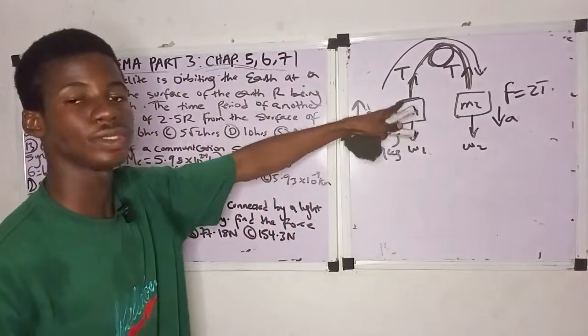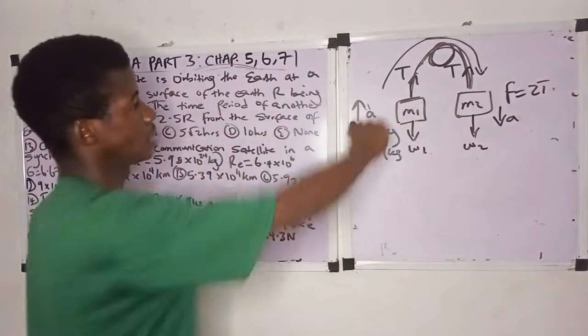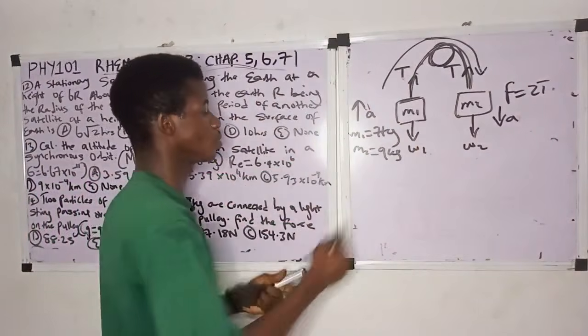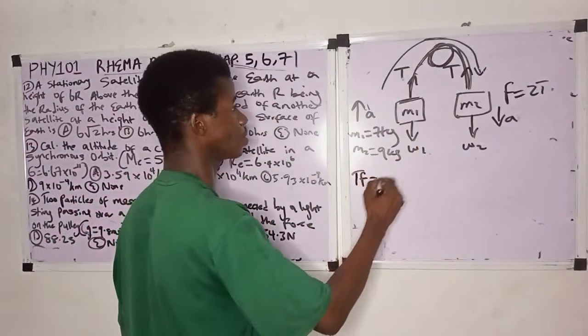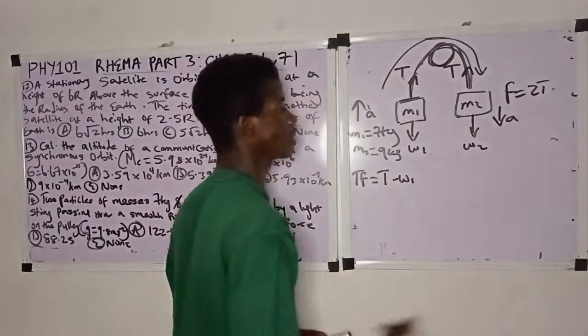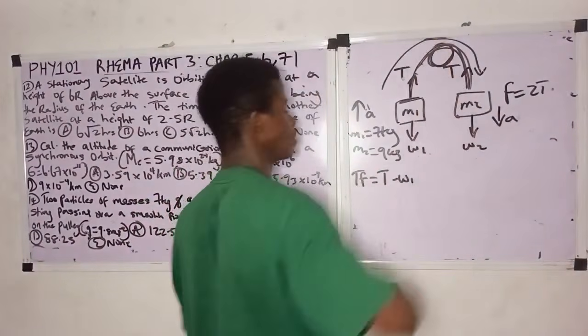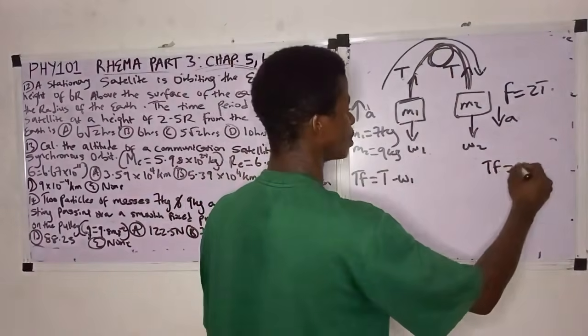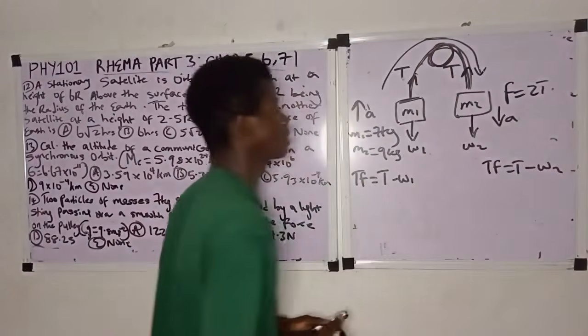So how many forces acting on M1? It's 2 forces. The tension and what? The weight. So total force acting on M1 is equal to what? The tension minus the weight. Then what about M2? How many forces acting on M2? It's still 2. Tension and the weight. So total force acting on M2 is equal to the tension minus the weight, right?